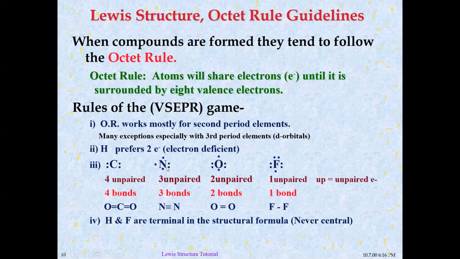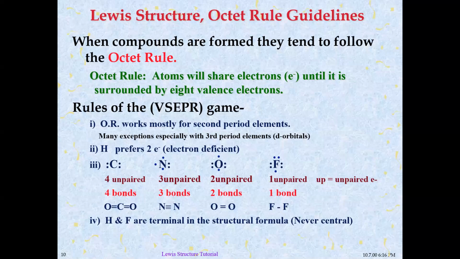Nitrogen has 3 unpaired electrons, so these 3 unpaired electrons can form 3 bonds. Oxygen has 2 unpaired electrons, can form just 2 bonds, either a double bond or 2 single bonds. And fluorine has 1 unpaired electron, can only form 1 bond. You can't see a double bond between 2 fluorine atoms or 2 chlorine atoms.